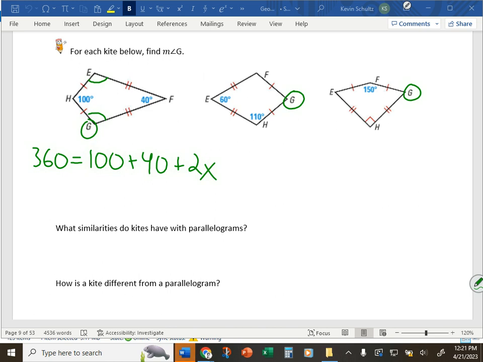So 360 minus 140 is 220. 220 equals 2 of angle G, or 2 of X, and ultimately X equals 110. Okay?